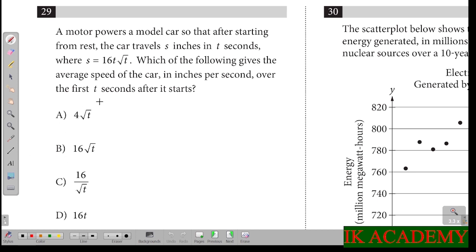One of the options is correct. So the average speed can be found by dividing total distance by total time. We want to find the average speed of the car, and we can find it if we divide the total distance by the total time. It means total distance divided by total time will give us the average speed of the car.